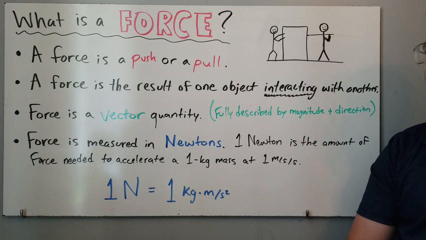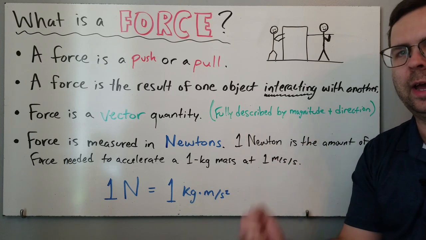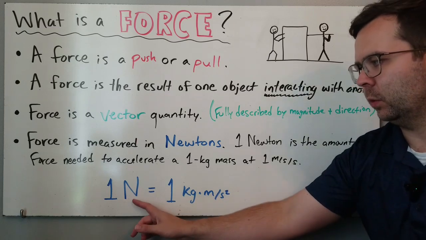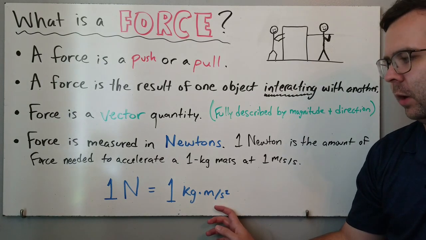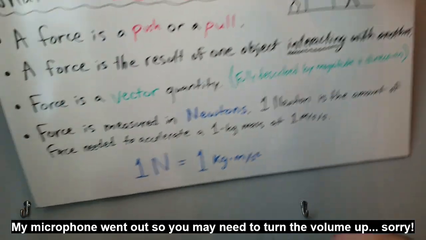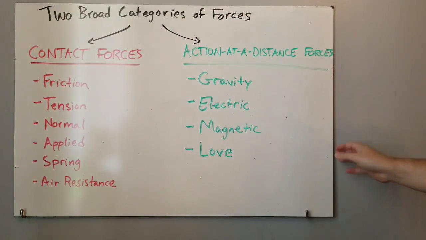1 newton is the amount of force that you need to accelerate a 1 kilogram mass object at 1 meter per second per second. And so the unit of 1 newton is equal to 1 kilogram times meter per second squared. So forces are really important in physics. They're everywhere, and that's why it's important to begin by categorizing the forces, making sense of our world by trying to put things into categories or groups.